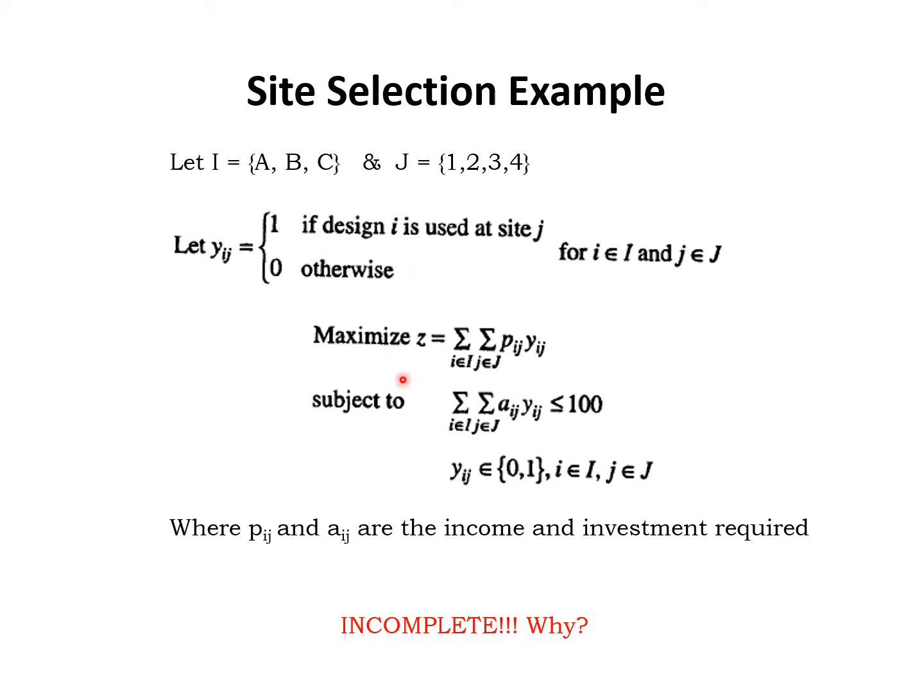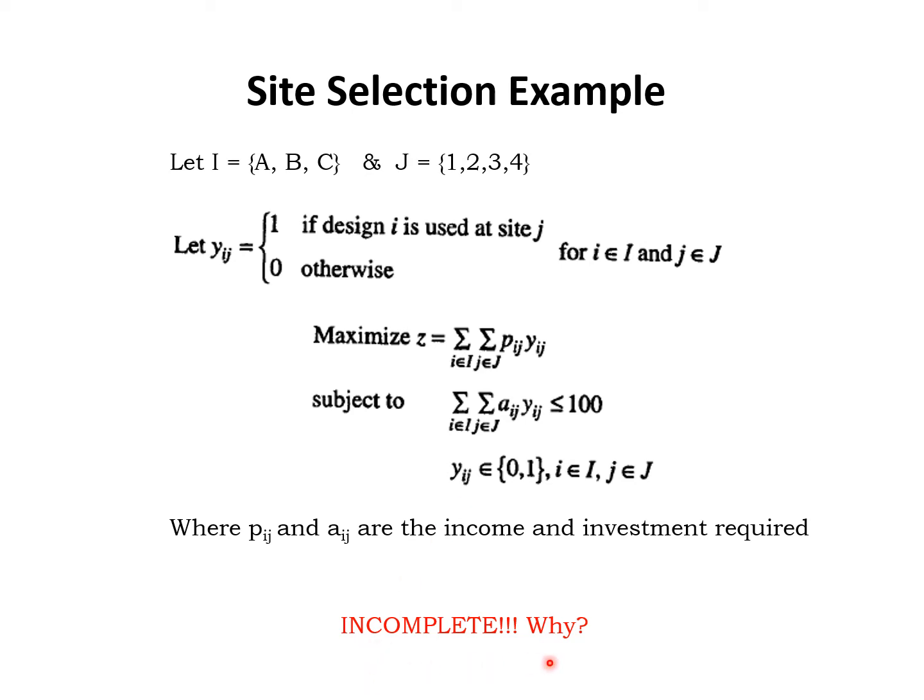But going back to the objective function, this is fine. You want to maximize the profit coming from the different designs, and that's simple enough. And then now we have subject to the investments, also present in the previous table, AIJ, how much to invest in the different designs, and that should be less than or equal to the 100 million. Beautiful. And then we get the YIJ being binary, either 0 or 1. No other alternative. Now the question is, is this complete?